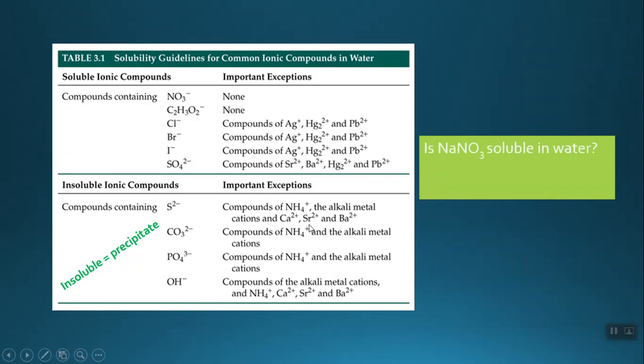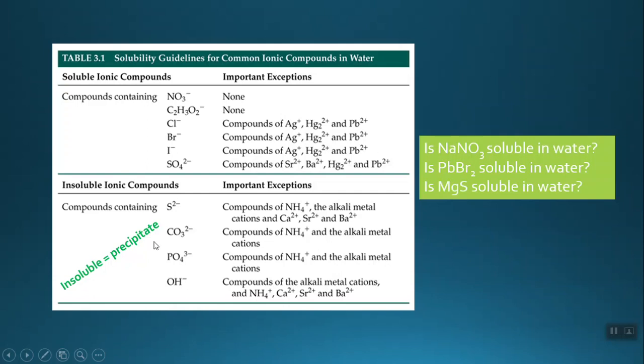So real quick, is sodium nitrate soluble in water? We look at nitrate. It's all soluble. There are no exceptions. So yes, it is soluble in water, meaning that no precipitate will form. Is lead 2 bromide soluble in water? Well, let's find bromide. Here it is. Is lead an exception? Yes, it is. So this is insoluble and a precipitate will form.